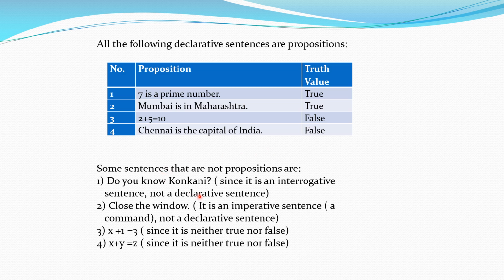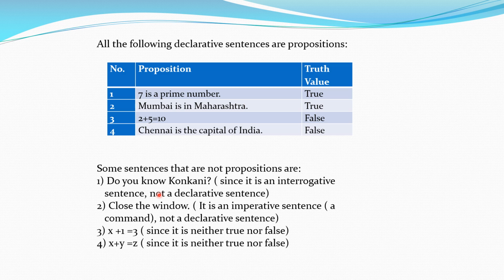Now see some sentences which are not propositions. Do you know Kokri? Now, this is a question. This is not a declarative sentence. That means it is an interrogative sentence and so it is not a proposition. Close the window. It is an imperative sentence. That is, it is a command and not a declarative sentence. So, this is not a proposition.